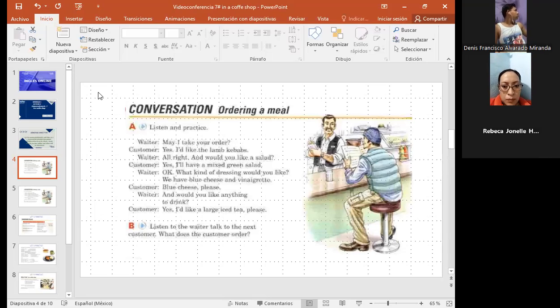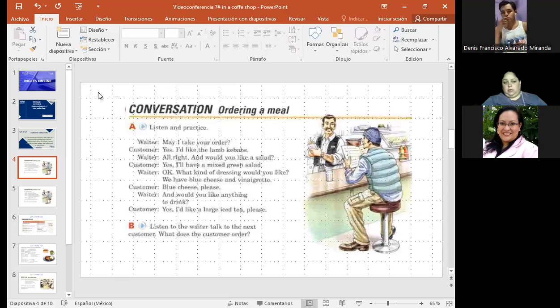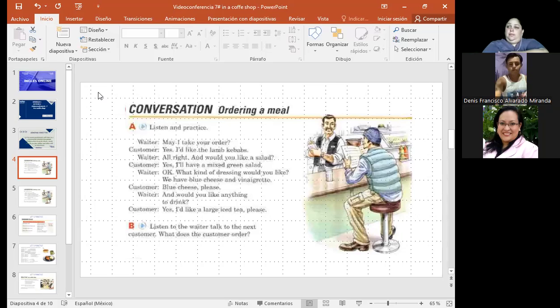May I take your order? Yes, I'd like the lamb kebabs. All right, and would you like a salad? Yes, I'll have a mixed green salad. Okay, and what kind of dressing would you like? We have blue cheese and vinaigrette. Blue cheese, please. And would you like anything to drink? Yes, I'd like a large iced tea, please.